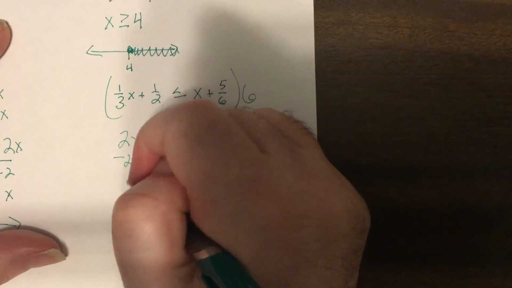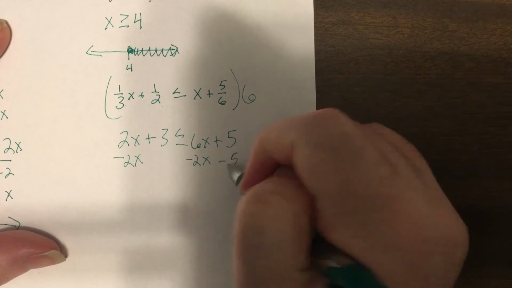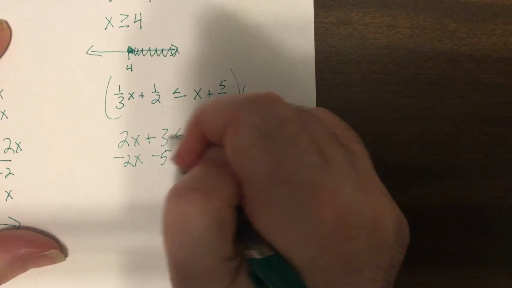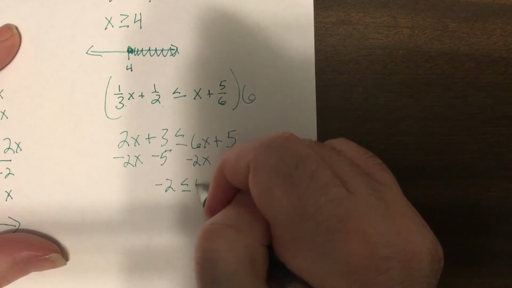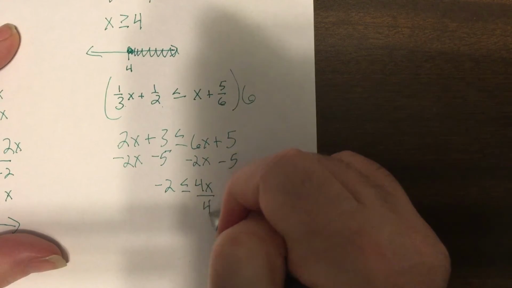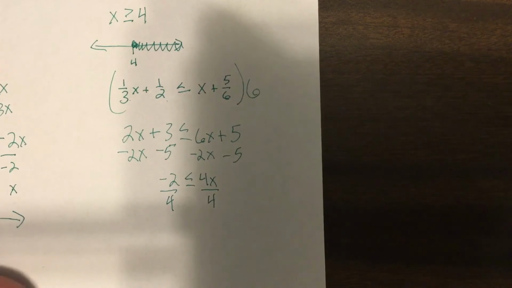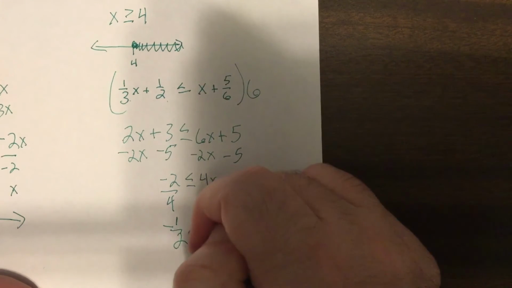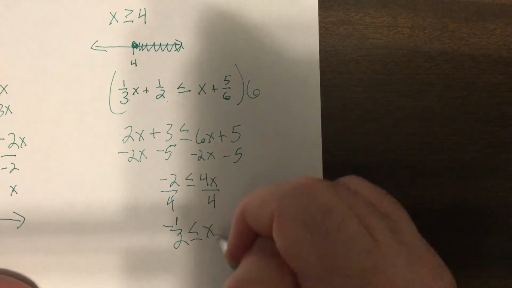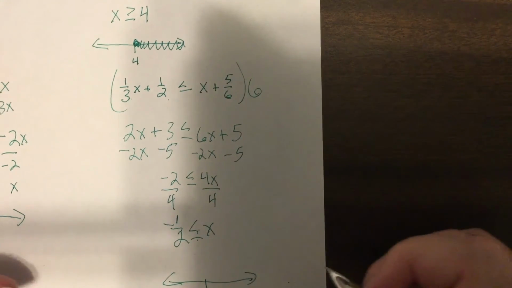So I'm going to subtract 2x to get all the x's on the right. Subtract 5. Get the constant or numbers to the left. Then I'm going to divide both sides by 4. Notice I did not divide by negative, so I do not have to switch the inequality. So I'd have negative 1/2 is less than or equal to x, or x is greater than or equal to negative 1/2.